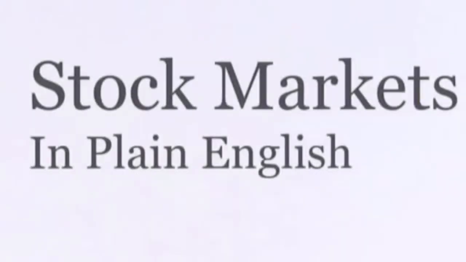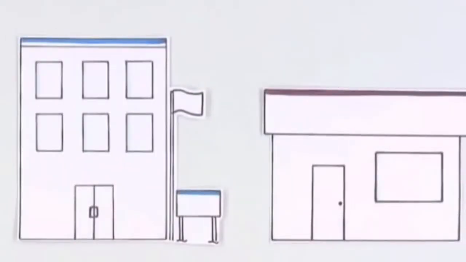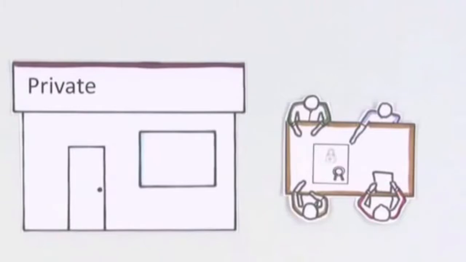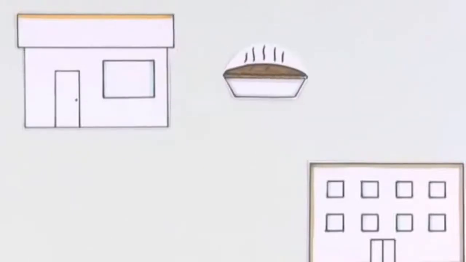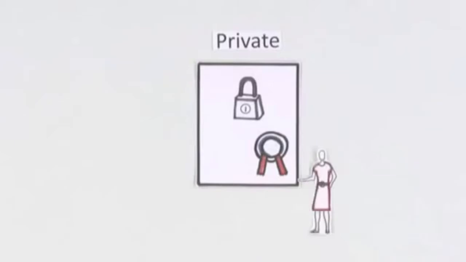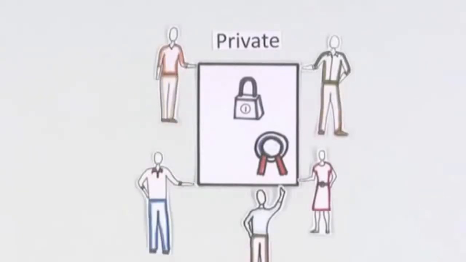Stock markets in plain English. Let's get started by talking about companies. There are two basic types. The first is called a private company. Ownership in these companies is private, which means it's not available to everyone. They're usually small to medium-sized, and there are a lot of them, from the bakery down the street to a local trucking company. Private companies are typically owned by an individual or a small group of people.